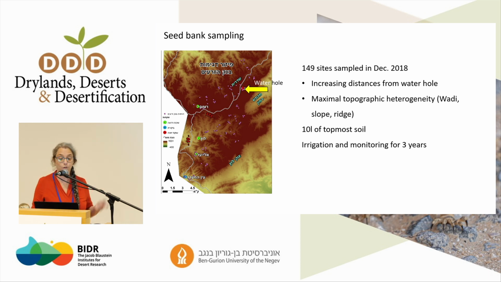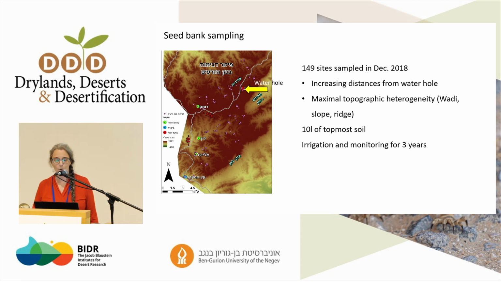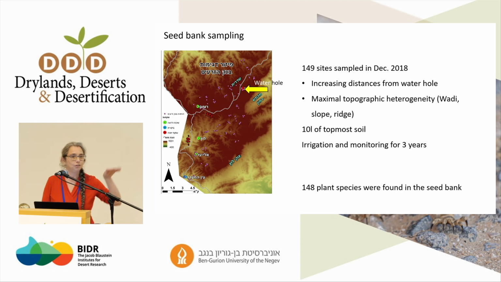We basically have 149 sites that we sampled. In each of the sites, we sampled around 10 liters of soil. So we basically took the Negev Highlands and brought it here to the net house and just saw what we have there. We let those 10 liters of soil from all the different sites germinate in a net house for 3 years, because we also wanted to overcome dormancy to make sure that we are really seeing what's potentially in each of those samples. And eventually, just to give you another spoiler, what we found was 148 species of plants in all the different samples.